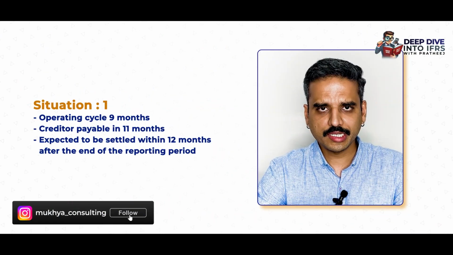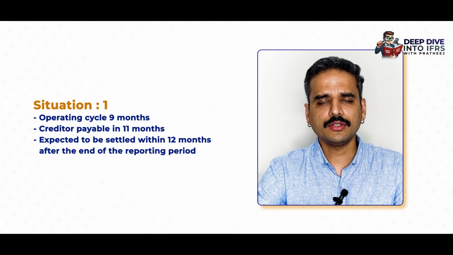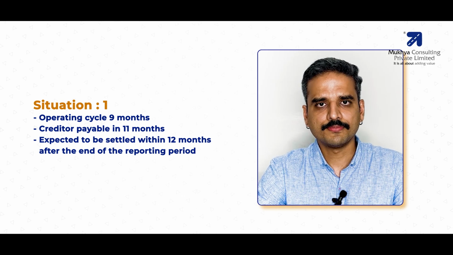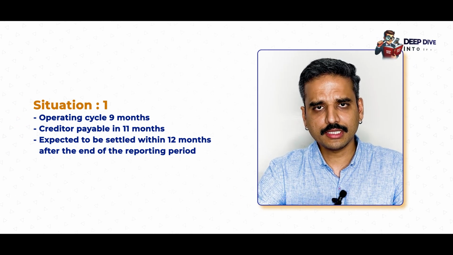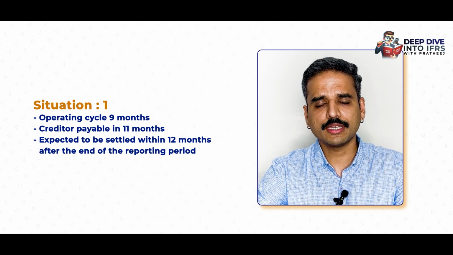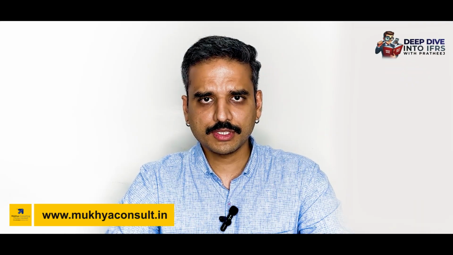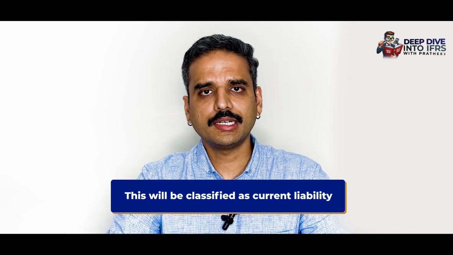Situation number 1. You are an entity to whom IFRS is applicable and your normal operating cycle is 9 months. You have a creditor who has to be settled in 11 months, and you expect to settle this creditor within 12 months after the end of the reporting period. In this situation, should this creditor be treated as a current liability or a non-current liability? In this case, the creditor will be considered as a current liability, as in any case, it is expected to be settled within a period of 12 months after the end of the reporting period.